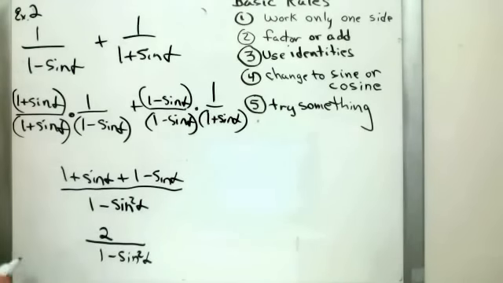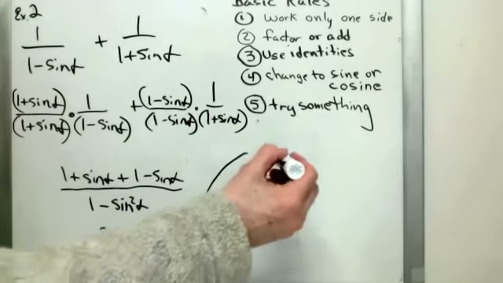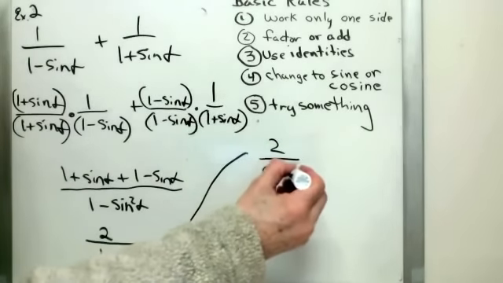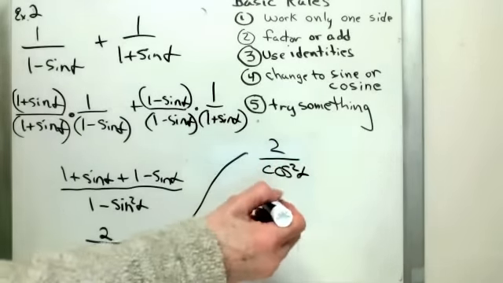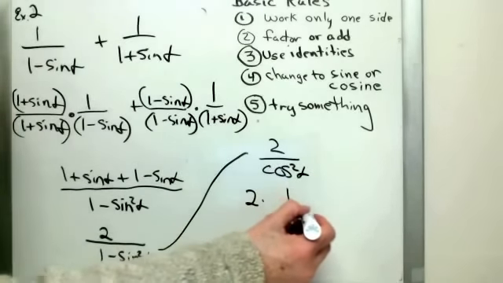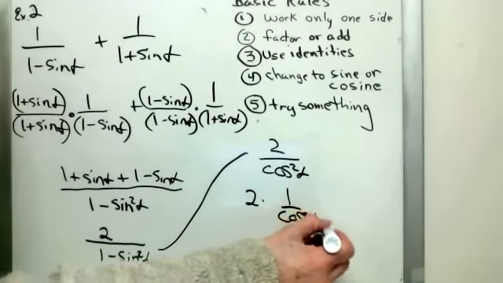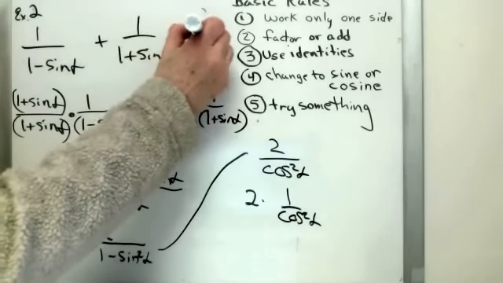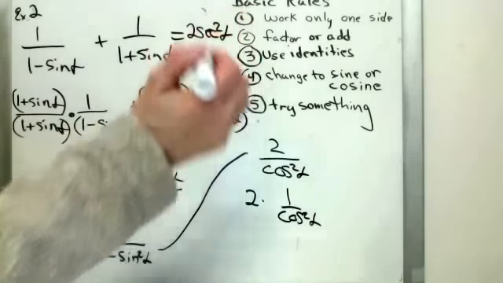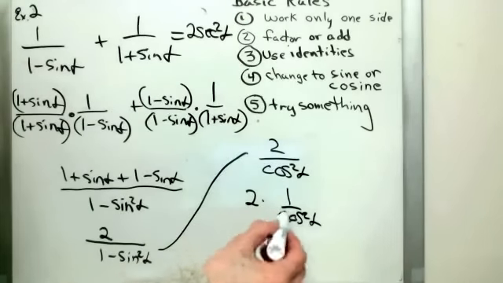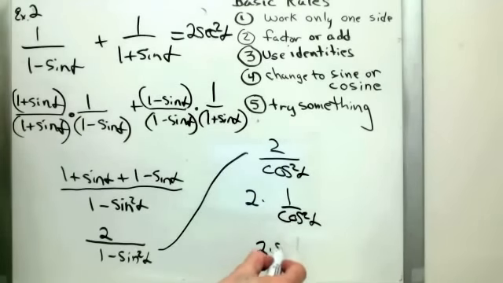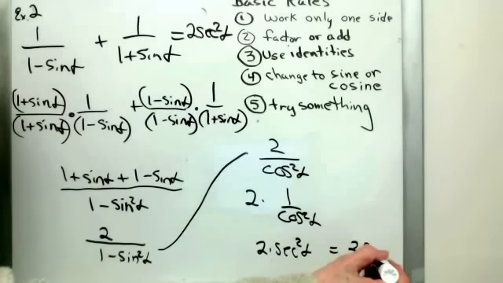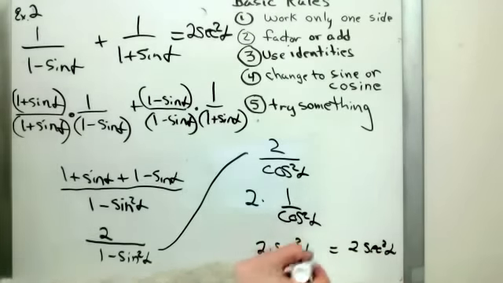Can 1 minus sine squared be replaced by something? Yeah, cosine squared. So I'm going to go up here. So now I'm going to have 2 over cosine squared alpha, which I'm going to write as 2 times 1 over cosine squared alpha. Do you see where I'm going? Oh, I forgot to put what we're headed towards here. 2 secant squared alpha. Sorry about that. 1 over cosine squared is secant squared, so 2 times secant squared alpha. And that's what I was trying to get, 2 secant squared alpha.